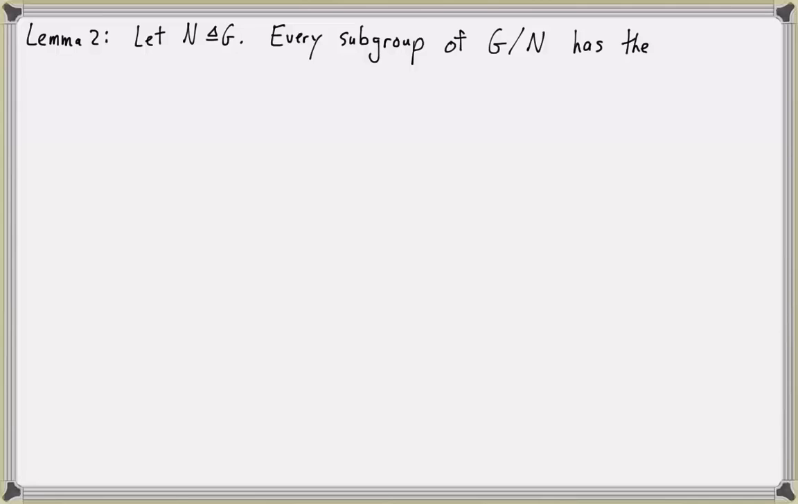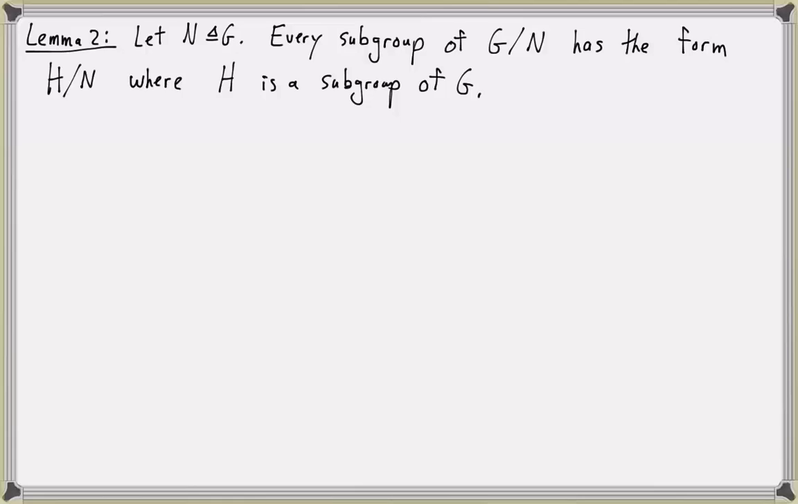Next, we'll prove lemma 2, which will be used in our proof of Sylow's first theorem. Let N be a normal subgroup of G, then we can form the factor group G over N. It turns out that every subgroup of this factor group G over N has the form H mod N, where H is a subgroup of G. Again, this lemma will be used in the proof of Sylow's first theorem.